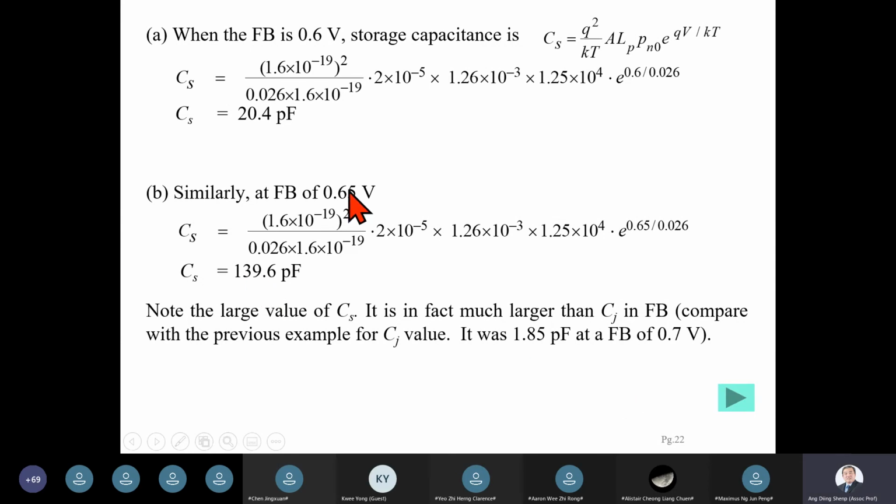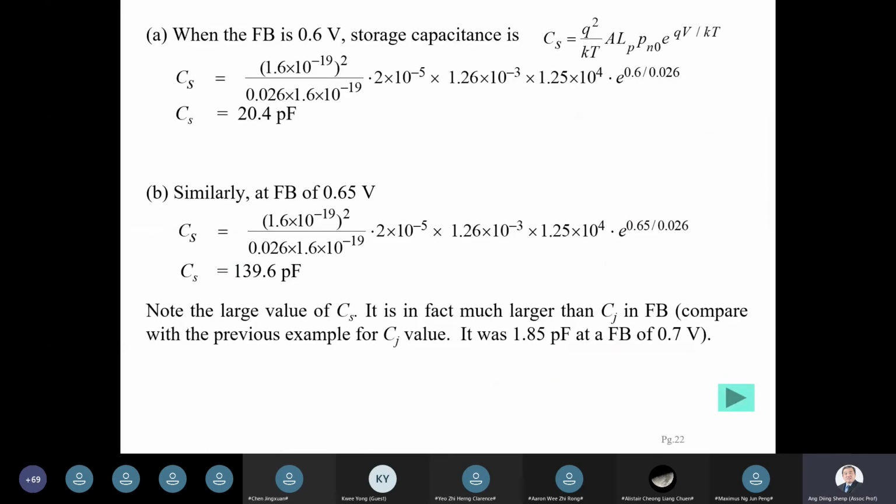This is already very big. So if you try to calculate CS at 0.7 volts, you will get even bigger. In fact, earlier on, we calculated CJ at a forward bias of 0.7 volt. It is only 1.85 picofarad. So this confirms that under forward bias, CS dominates the total capacitance.